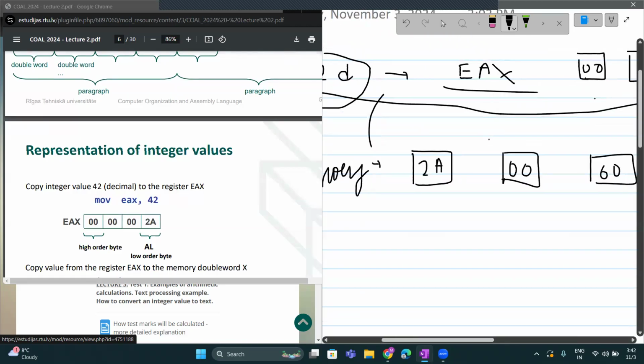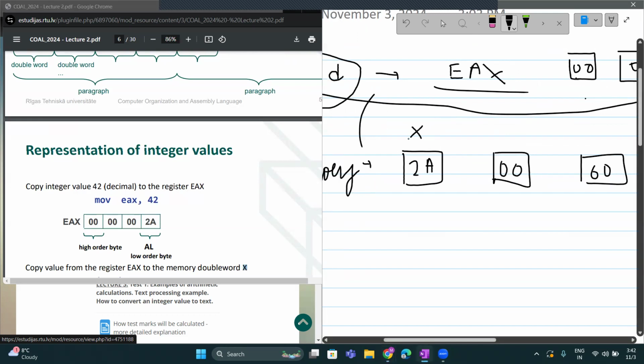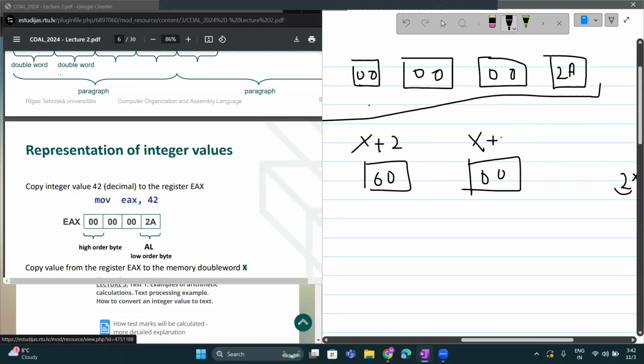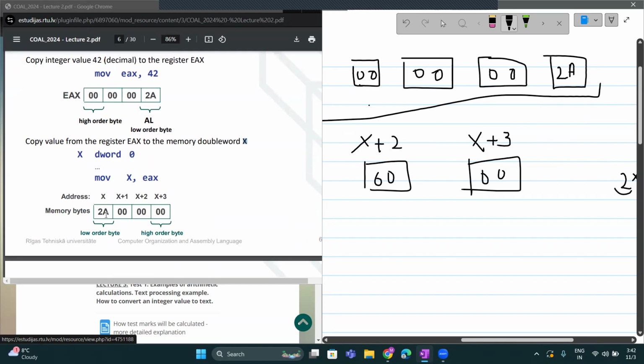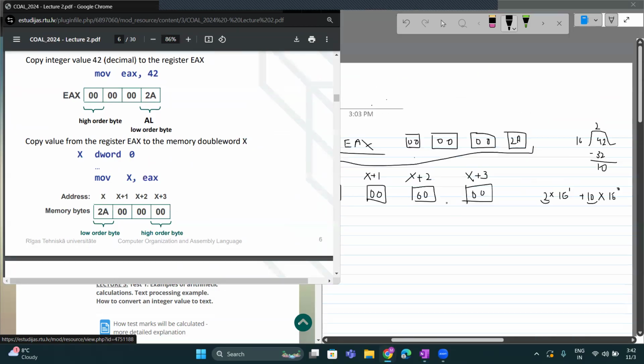And so, double word X. There is a variable X. So this first position will be known as X. This position will be known as X plus 1. This position will be X plus 2. And this will be X plus 3. Just like here. So 2A, 0, 0, 0, 0, 0, 0. So it got swapped.